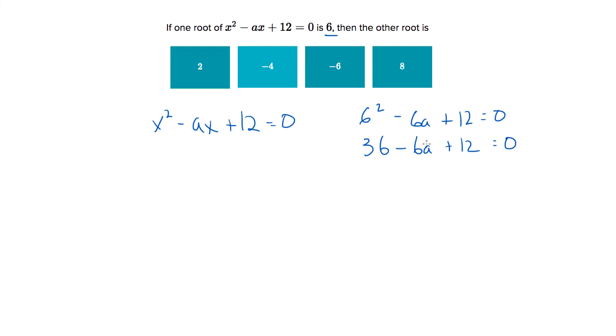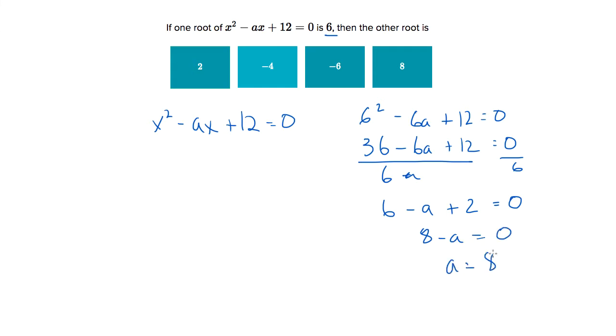Okay, let's see. Everything here is going to be divisible by 6, so I'm just going to divide both sides by 6. So that gives me 6 minus a plus 2 equals 0, which is the same thing as 8 minus a equals 0, which means a equals 8. Okay, so now that I know that a equals 8, I can adjust this first equation here. I can plug that in. So x squared minus 8x plus 12 equals 0.